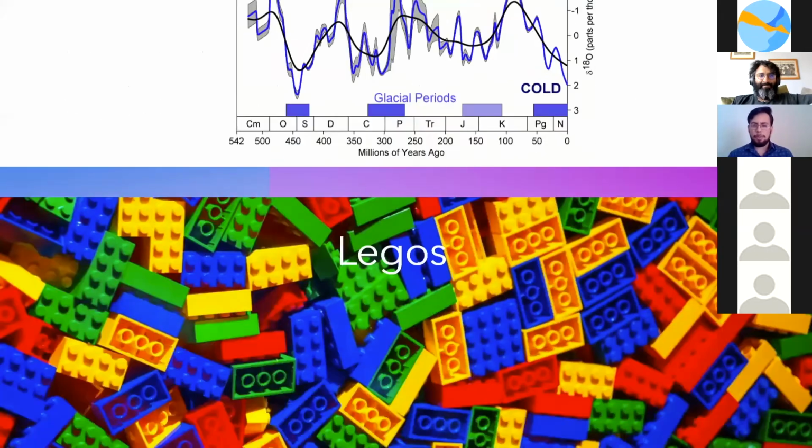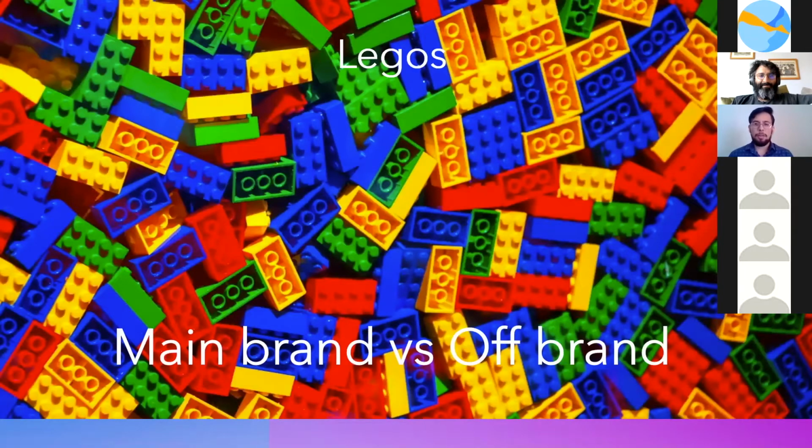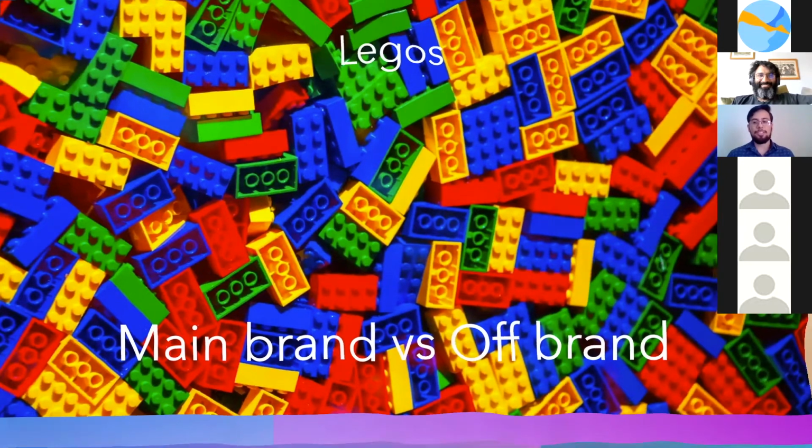This might not be that clear, so let's use an example. Here we have Legos, and let's compare main brand Legos and off-brand Legos. Here we have a Lego structure that is supposed to be the same, but you can see that these two Lego pieces are different. This is main brand, this is off-brand. So the stickiness of this off-brand Lego is going to differ, and you see how it felt. So this is basically the idea that different isotopes give different properties, though with the same structure.